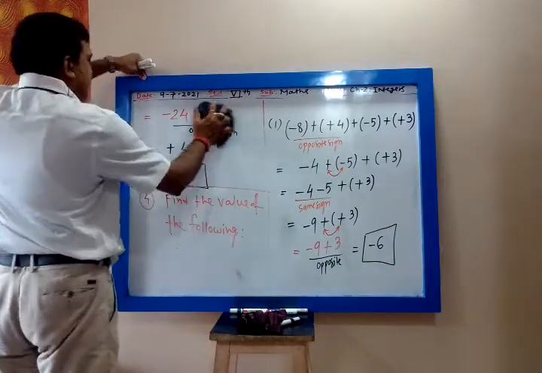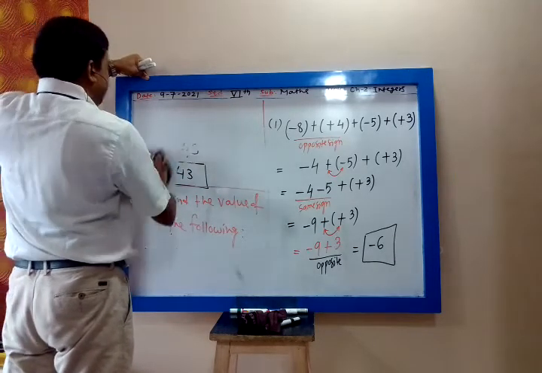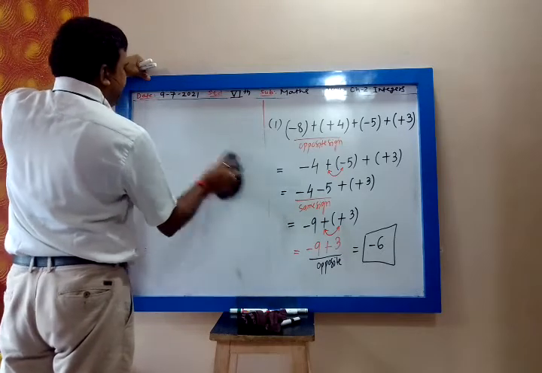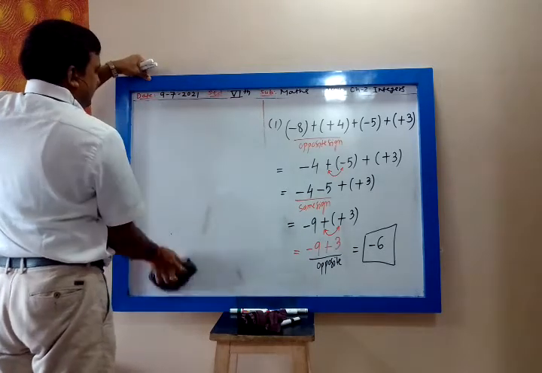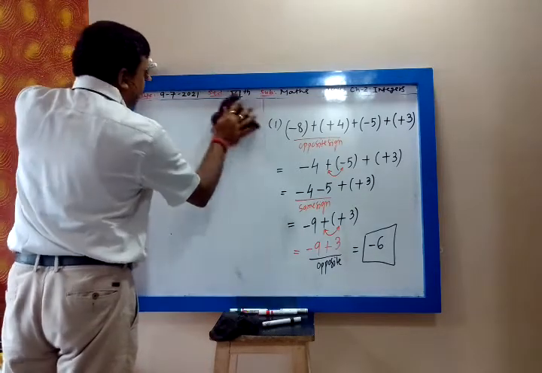Minus 6 is the answer. So in addition and subtraction of integers, you have to be careful. Whenever they have the same sign, you have to add the numbers and take the common sign. And whenever they have opposite signs, you have to subtract the numbers and take the sign of the bigger number.